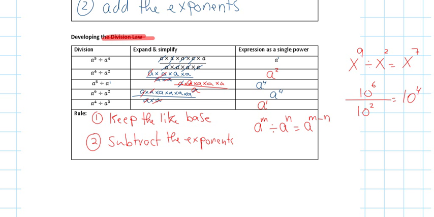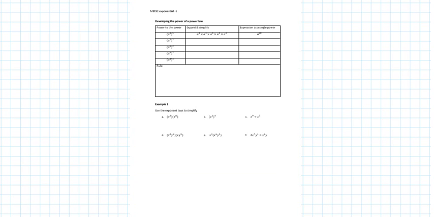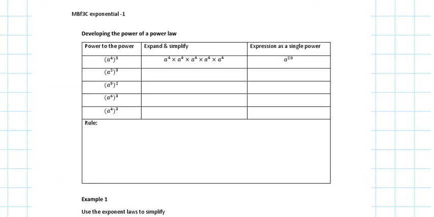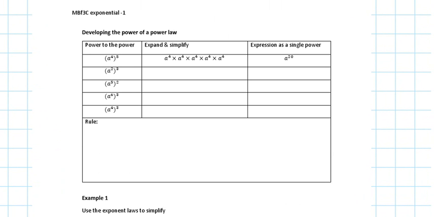Excellent. So far we have 2 laws down. Let's look at the third. Moving on to the third law, which is the power of a power law. Okay? So that means I am powering twice. I have the same base, right? So you see here I have only one base, which is a. And I have a to the power of 4, then to the power of 5. Okay? So I'm powering the same base twice.